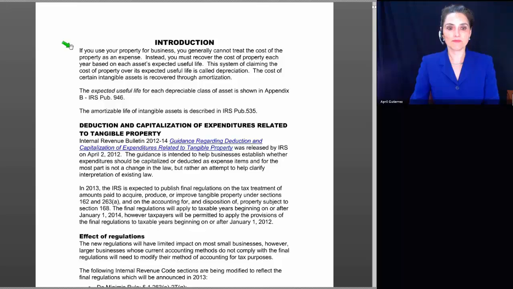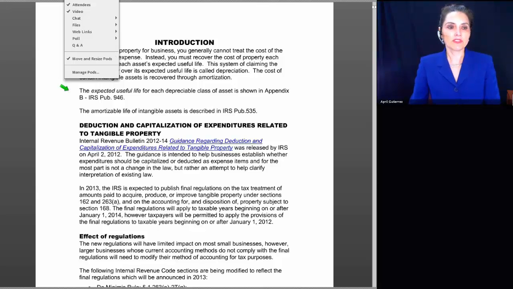So if you use your property in your business, you generally cannot treat the cost of the property as an expense. Instead, you must recover the cost of property each year based on each asset's expected useful life. This system of claiming the cost of property over its expected useful life is called depreciation, except when it's amortization, because the cost of certain intangible assets is recovered through something called amortization rather than depreciation. Now, the expected useful life for each depreciable class of asset is shown in Appendix B of IRS Publication 946.